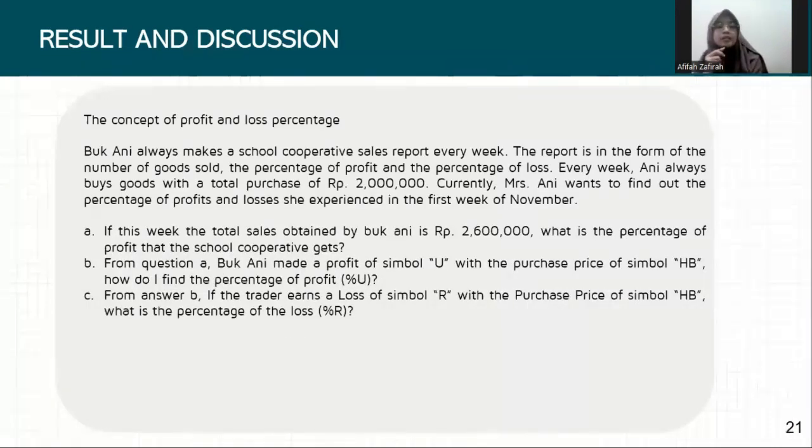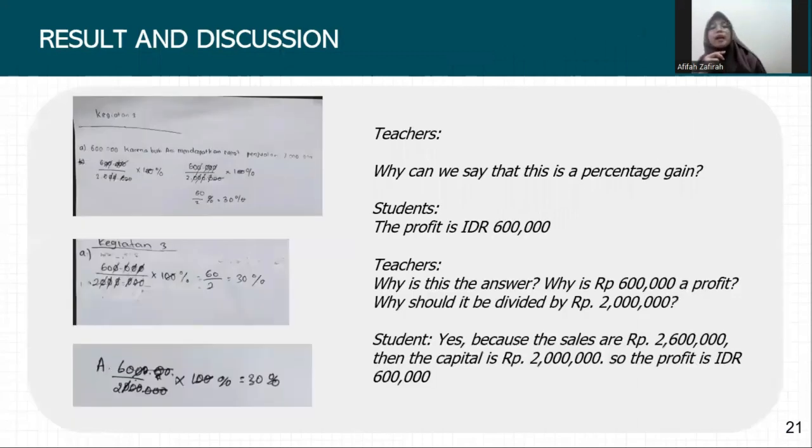And also this is the activity about the concept of profit and loss percentage. The purpose of this activity is that students can find the concept of profit and loss percentage. This activity is carried out by providing opportunities for students to determine the percentage of profit experienced through some activities, and this is the contextual problem we show to you.